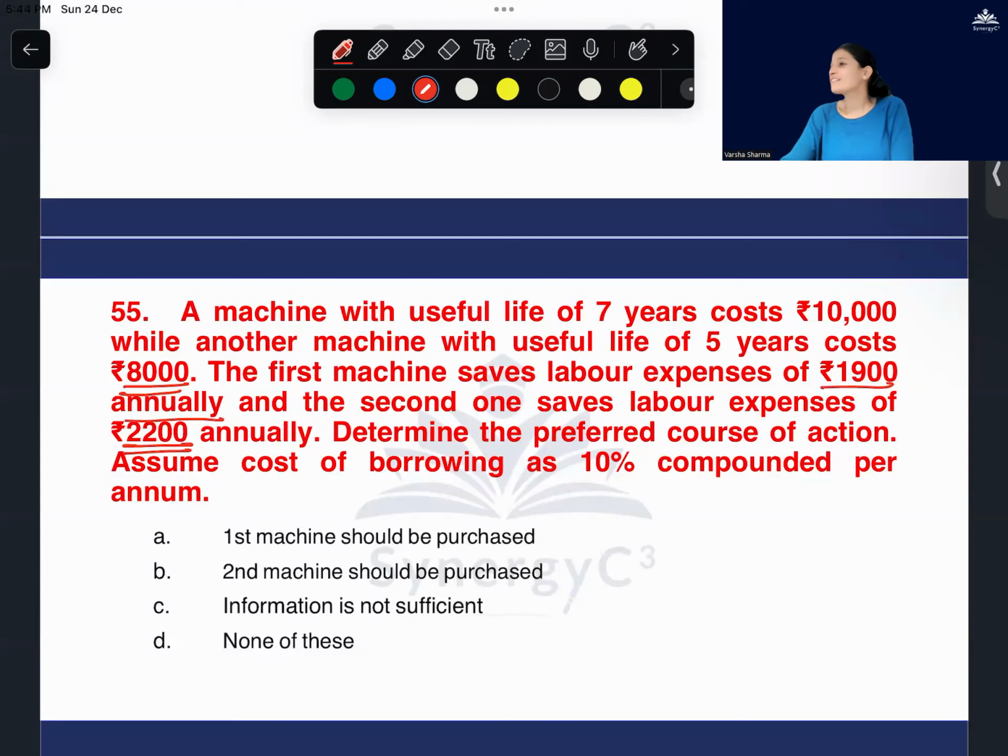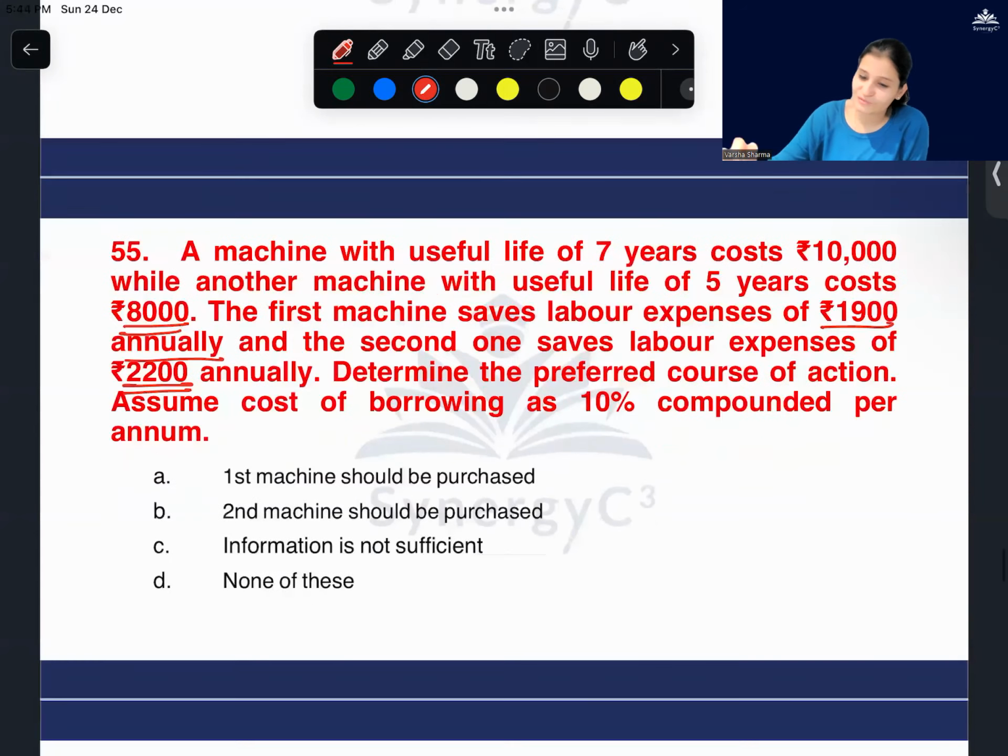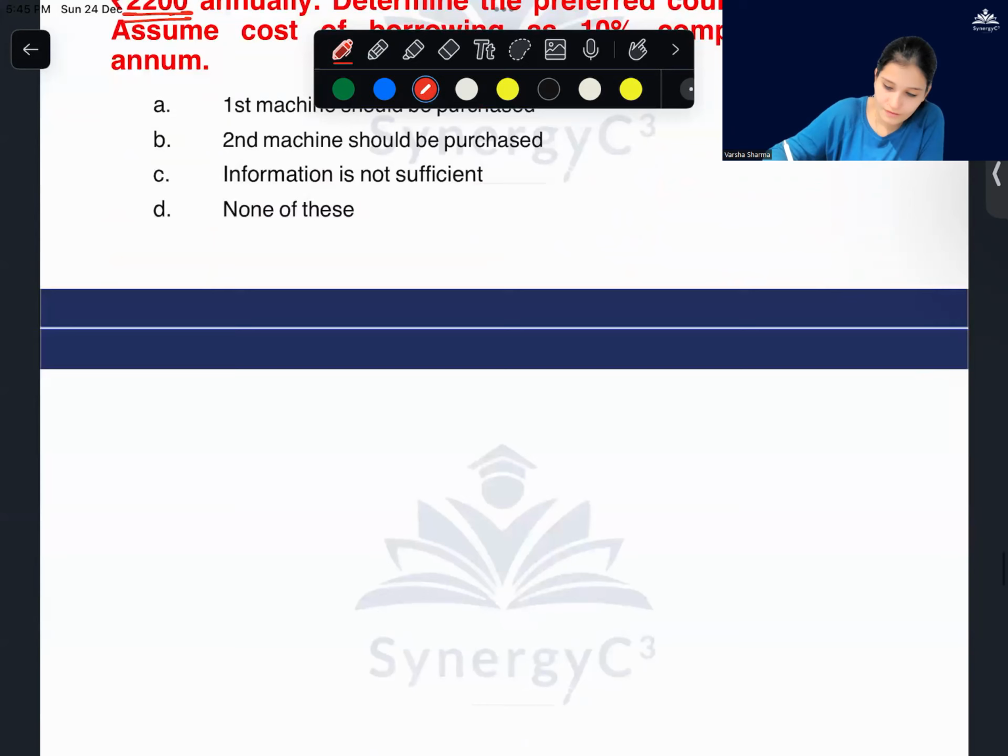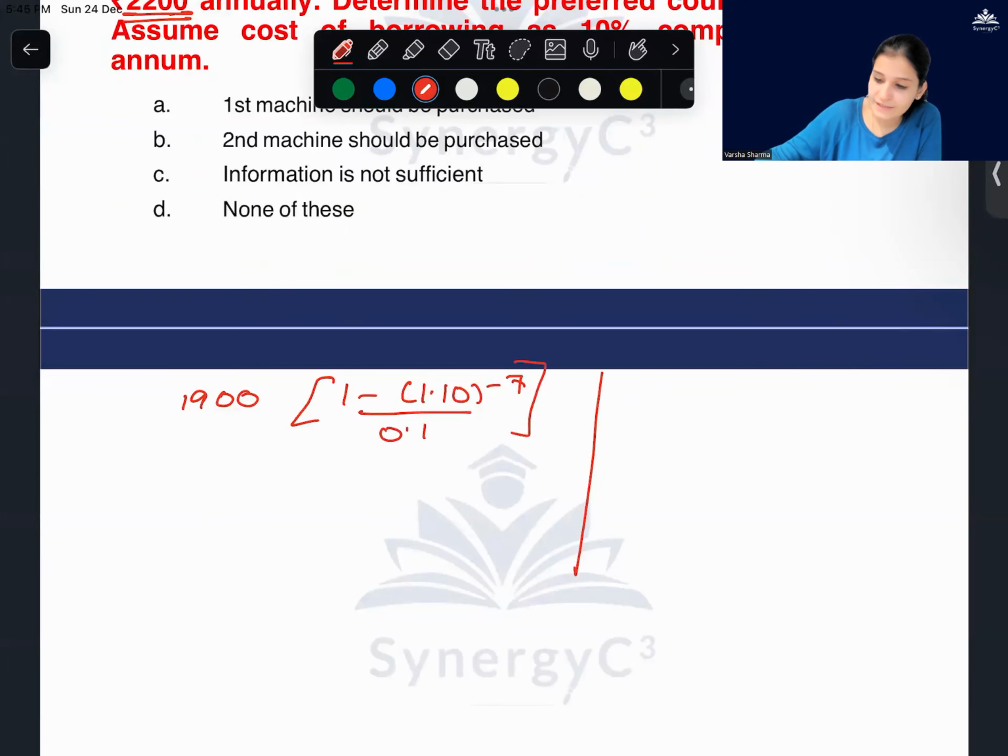Sorry. The life is so different. So calculate for both of them. My fault. So for 7 years, you calculate 1,900 at the rate of 10% present value. And again, for 5 years, you calculate 2,200 at the rate of 10%. First 1,900. Second one is 2,200.